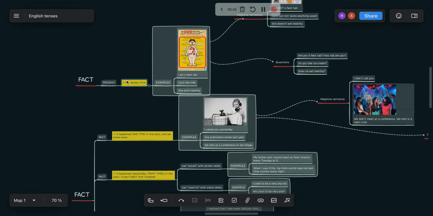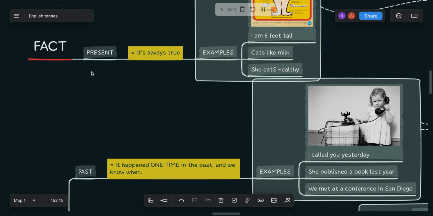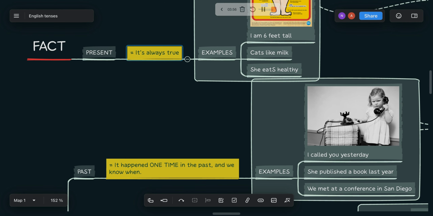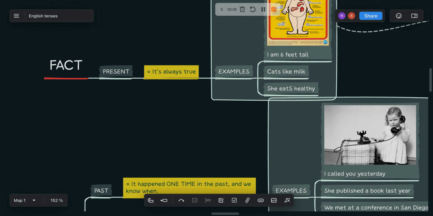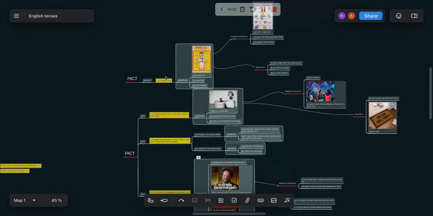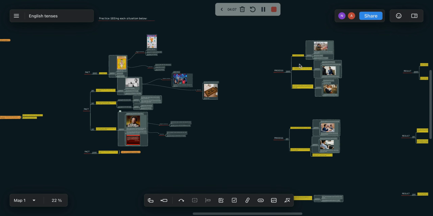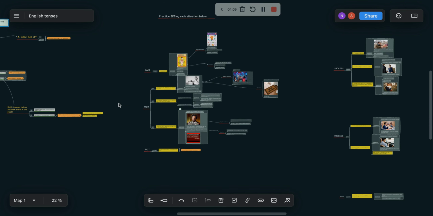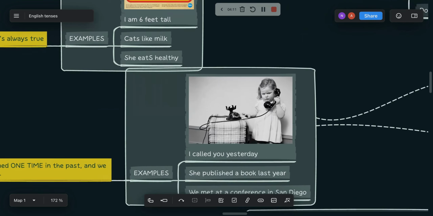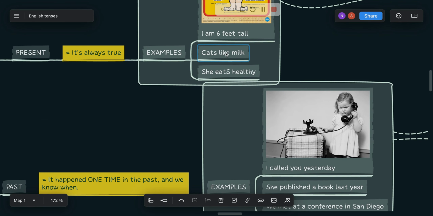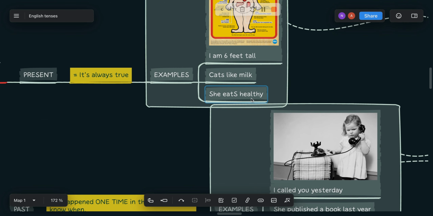The yellow parts here show you what it actually means. What does it mean that it's a fact and we're in the present? A fact is something that is always true. If you don't know what a fact is, what a process means, go here. This part of the mind map will help you understand each part of the mind map on the left. What does it mean that it's always true? For example, cats like milk. She eats healthy. That's true for her.